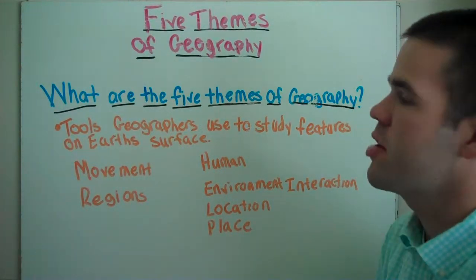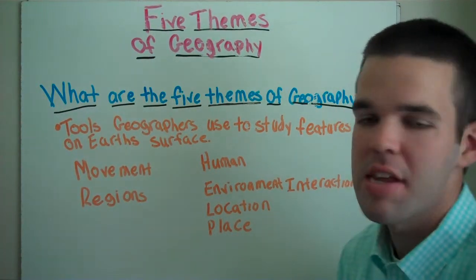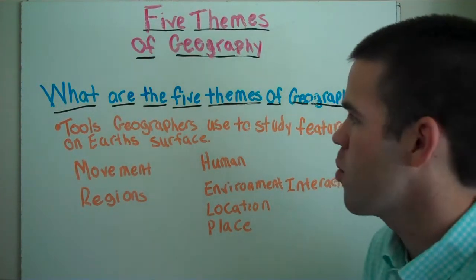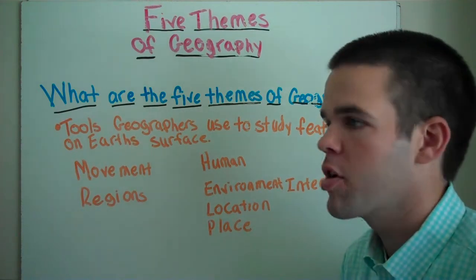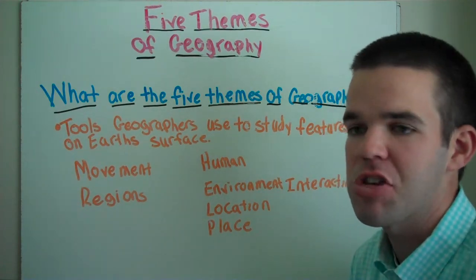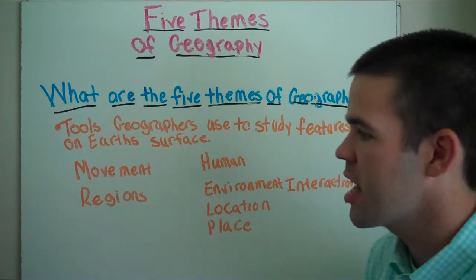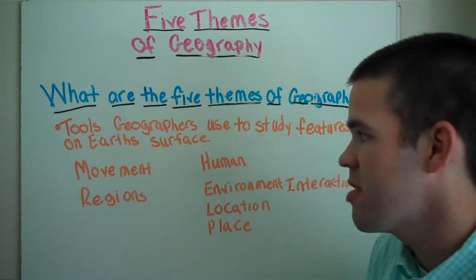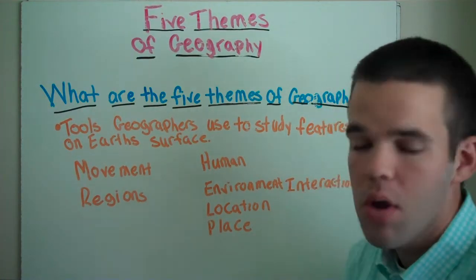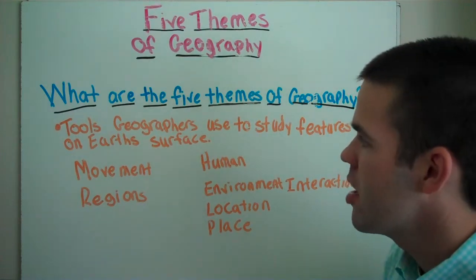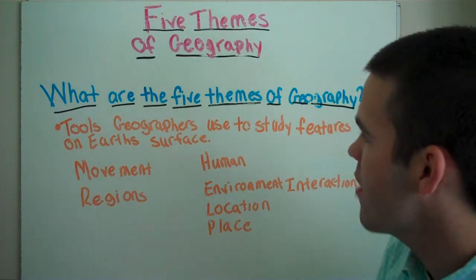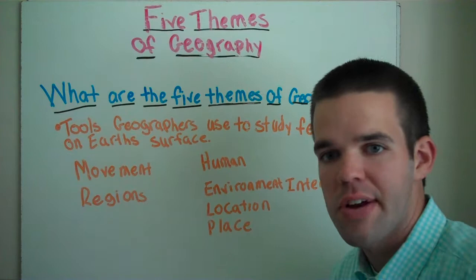Today we are going to cover the 5 things of geography. In today's lesson we're going to discuss what are the 5 things of geography. We're going to go in detail about each of the 5 things of geography, and we're also going to cover examples about each of the 5 things of geography as well. So, what are the 5 things of geography? The 5 things of geography are tools geographers use to study the features on the Earth's surface.